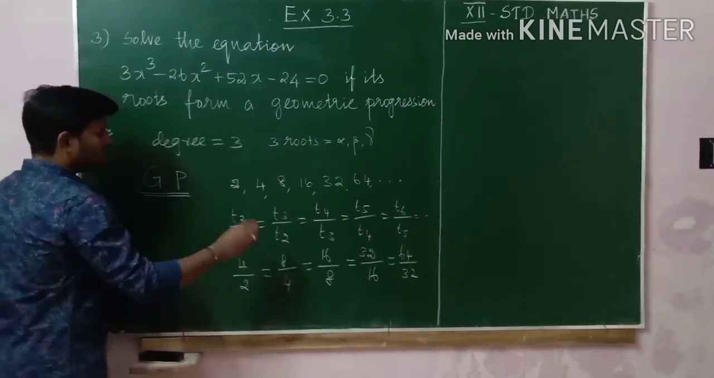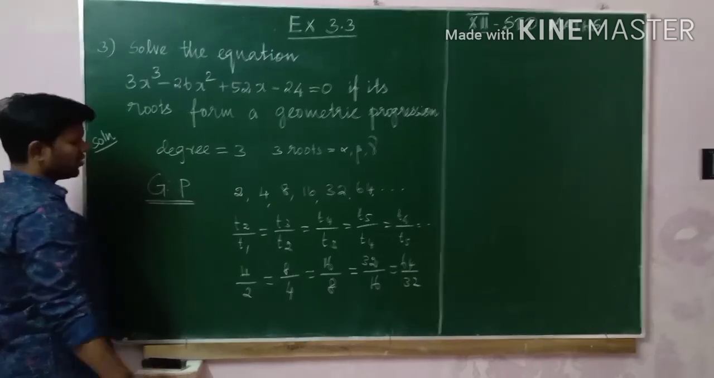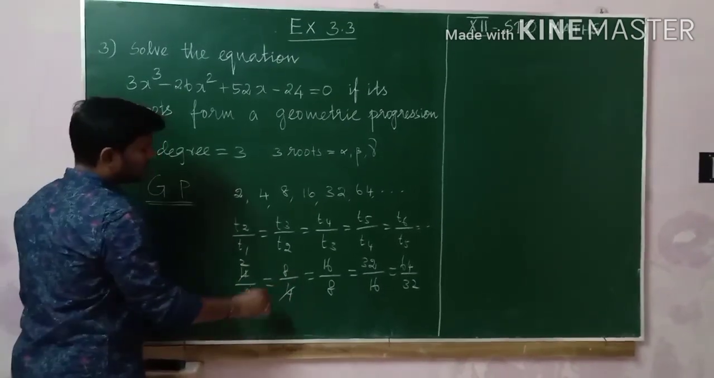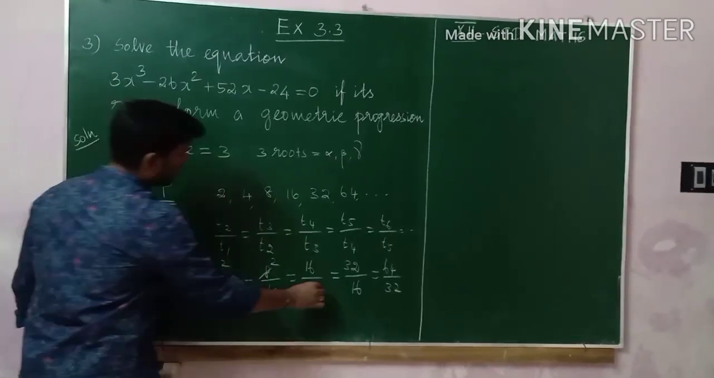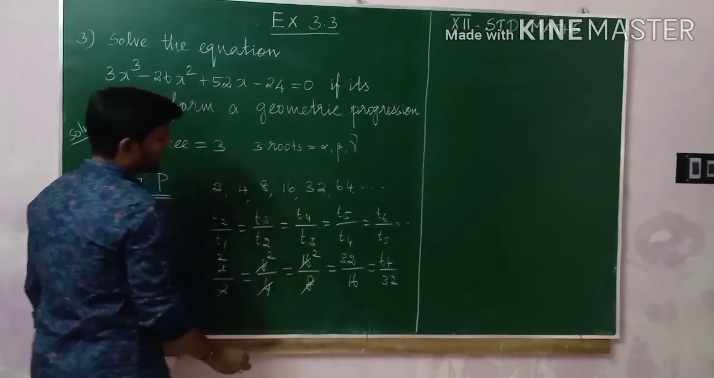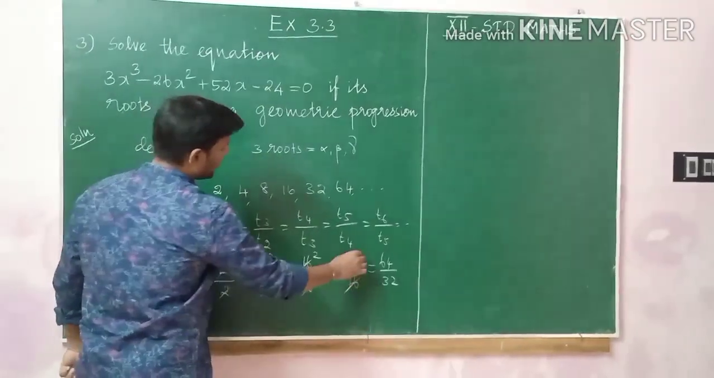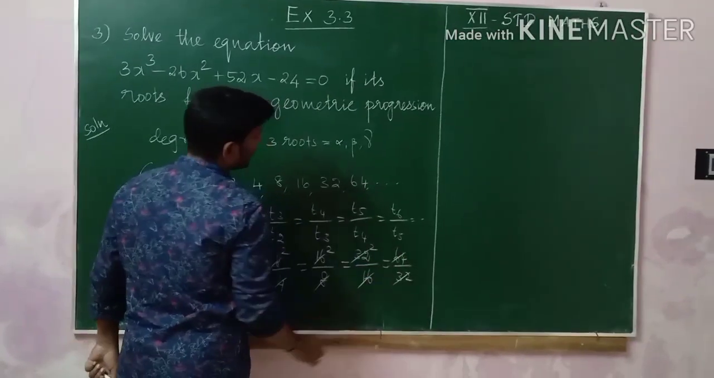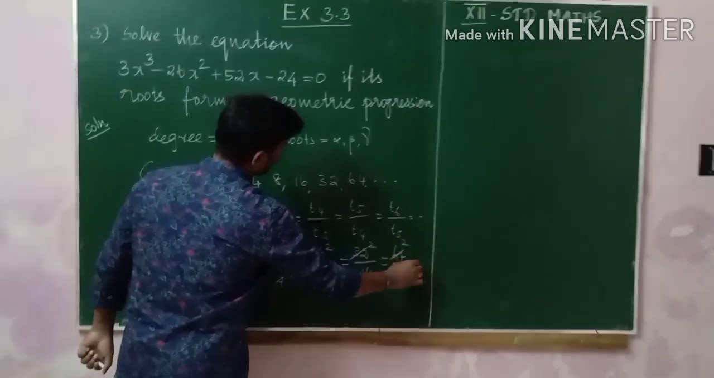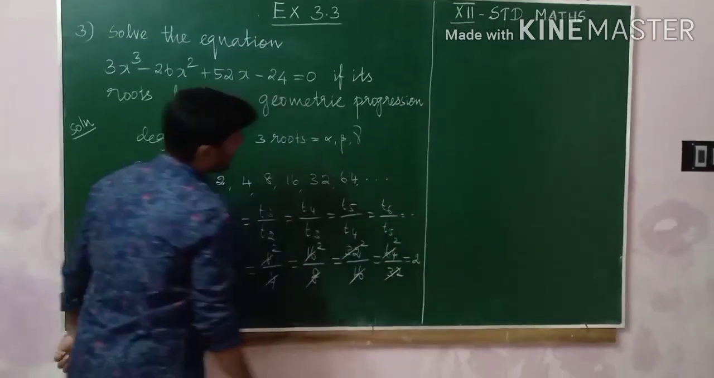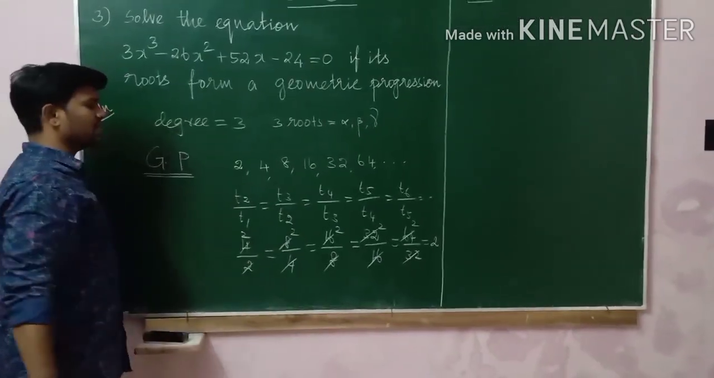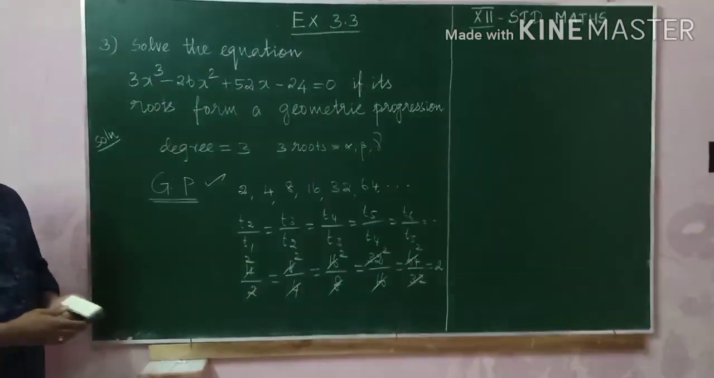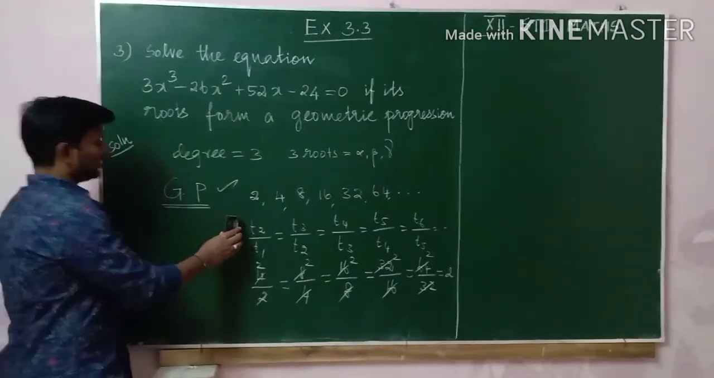See, what is every common ratio? 2. 1 2 is 2, 2 2s are 4, 2 4s are 8, 2 8s are 16, 2 times 16 is 32, 2 times 32 is 64. So the common ratio is 2. If the common ratio is equal, then we can say the sequence is a geometric progression or geometric sequence.